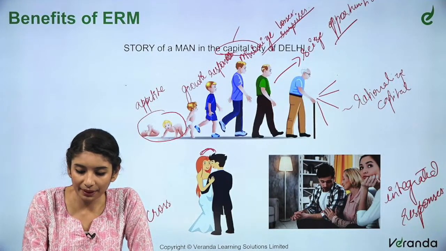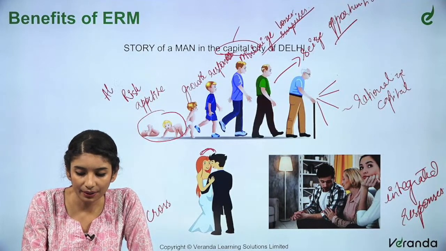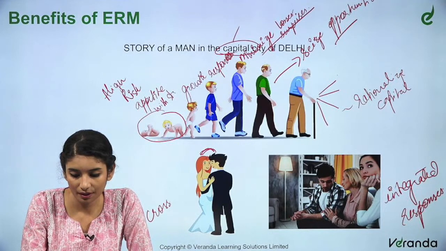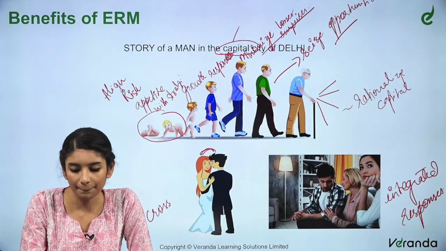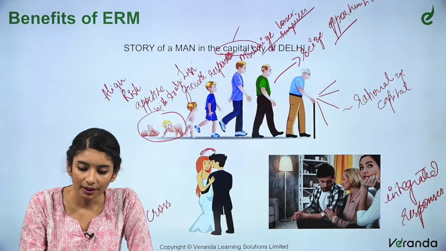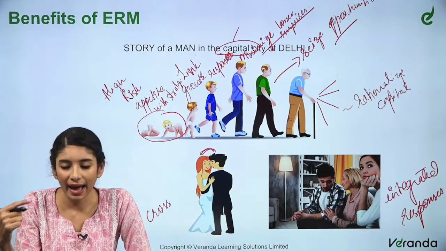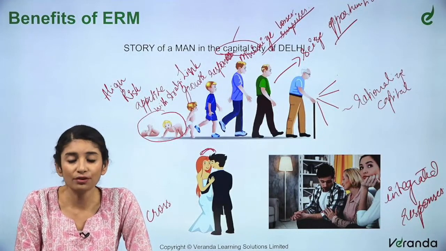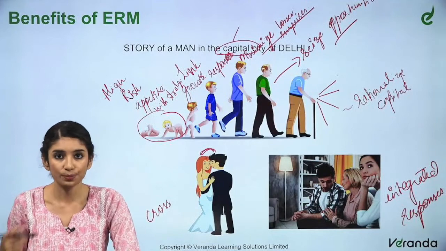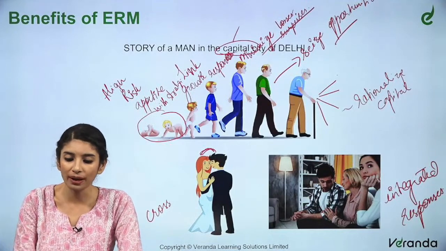Find out the risk appetite of the company. Align risk appetite with the strategies of the company. Link growth, risk and return. Then responses: provide integrated responses to multiple risks.